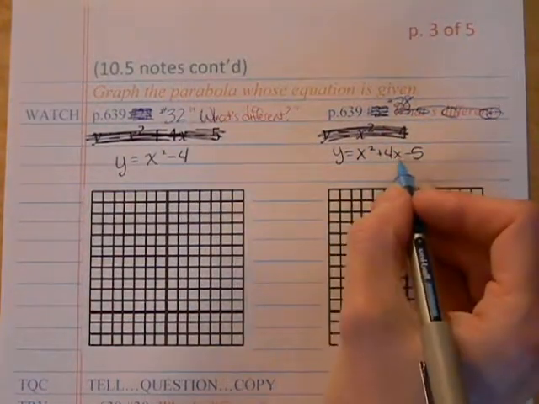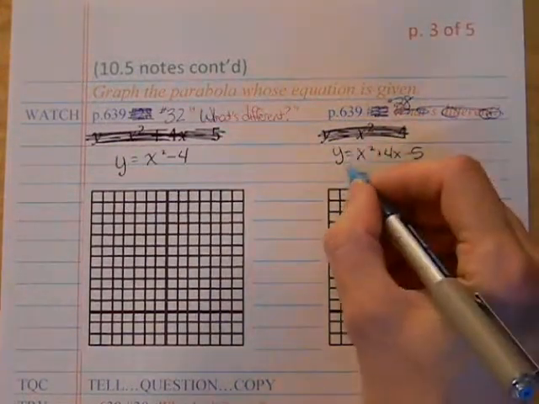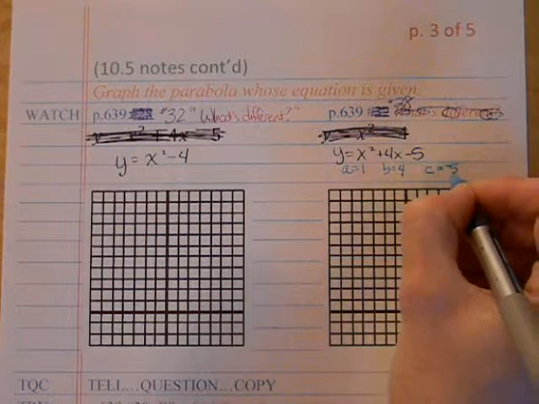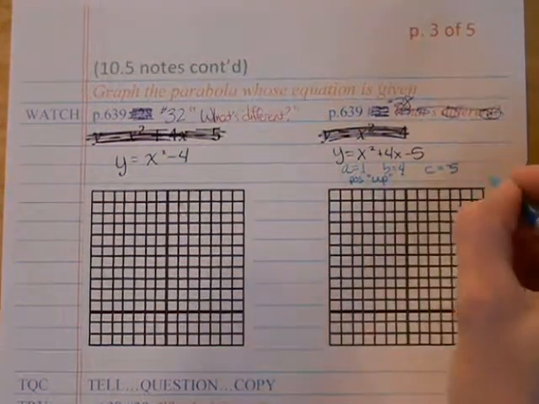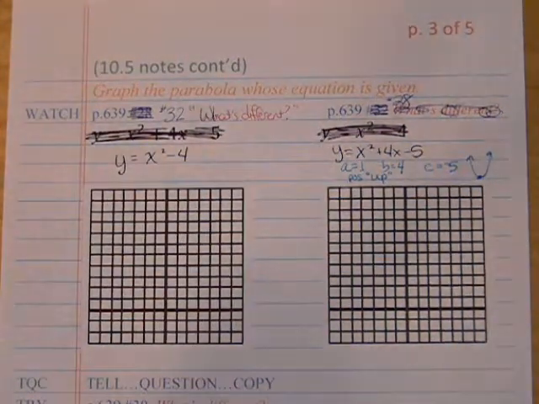Our A value is going to be what tells us if it goes up or down. So our A value is 1, our B value is positive 4, C value is negative 5. Our A value is positive, so we know this parabola is going to have an upwards shape. Okay, so that's what we can expect.